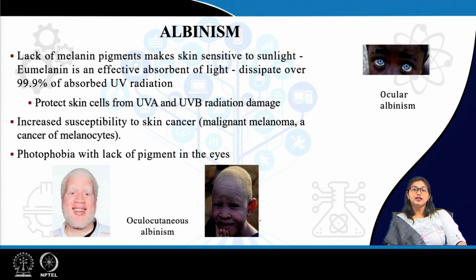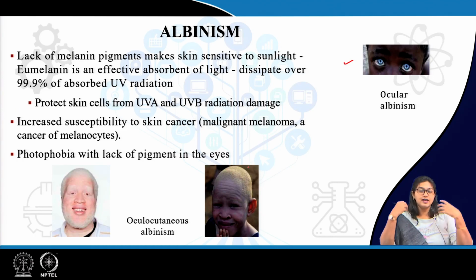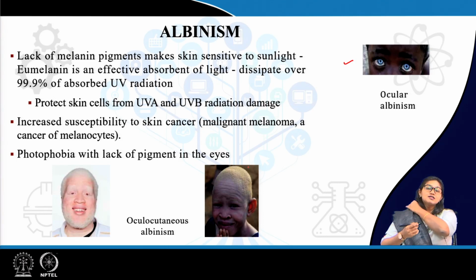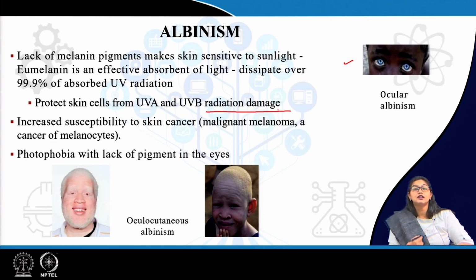So, here are the manifestations of albinism. Ocular albinism you can see, also oculocutaneous albinism, gray hair, skins are white. So, these are the manifestations of hypomelanosis. Now, albinism predisposes to skin cancer. Why? Because this melanin pigment is very effective in dissipating the UV lights. It absorbs the UV lights very efficiently and dissipates, whereas in absence of melanin, skin becomes sensitive to light. So, protection against UVB, UVA rays is lost. So, there is radiation damage causing carcinogenesis.